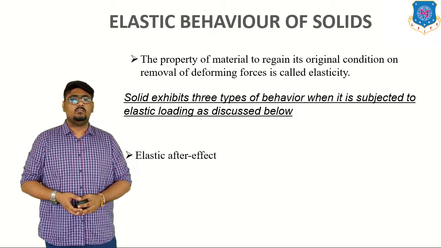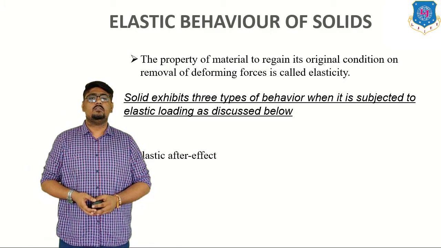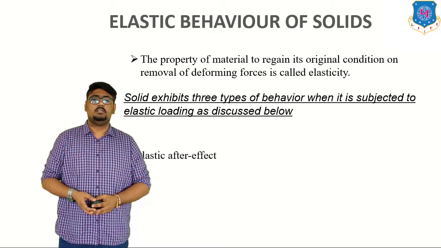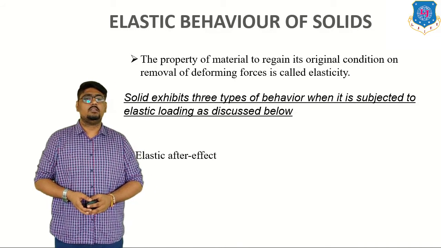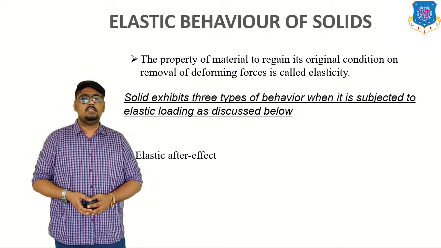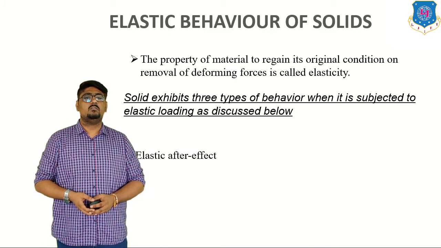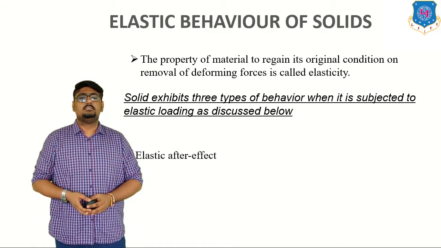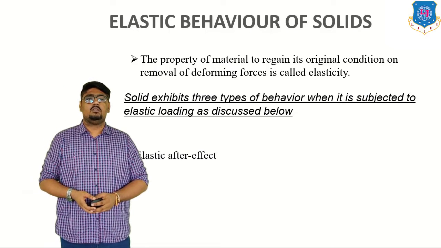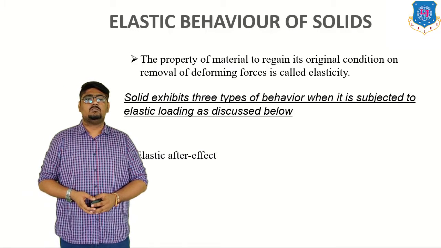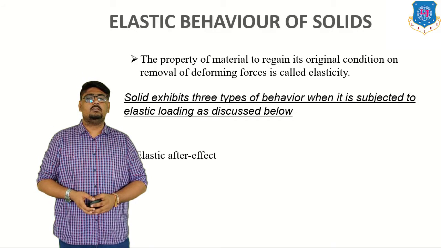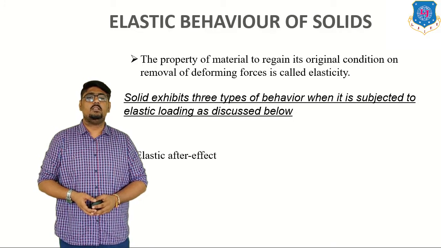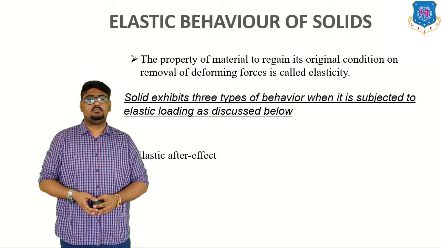In actual condition, this process of regaining original position is not instantaneous. Few materials take time to regain their original position. The delay in coming back to the original position is termed as an elastic after effect. This elastic after effect is very short for quartz and phosphorus bronze fiber. So quartz fiber is used in galvanometer coil and electrometers.